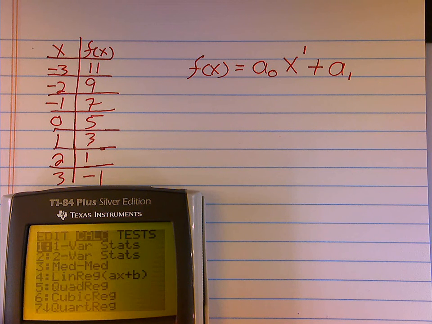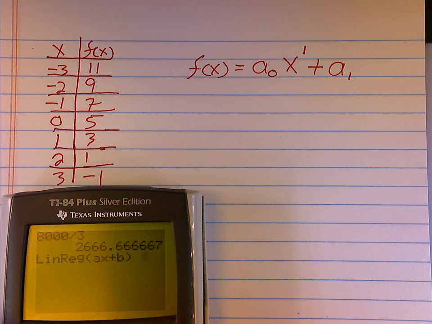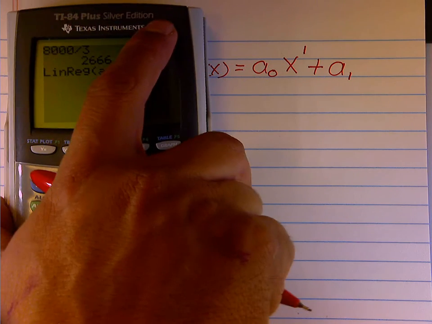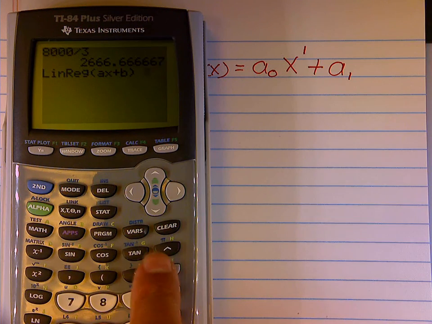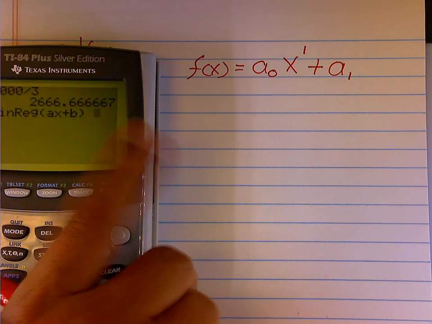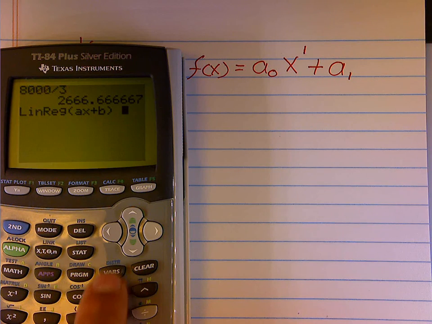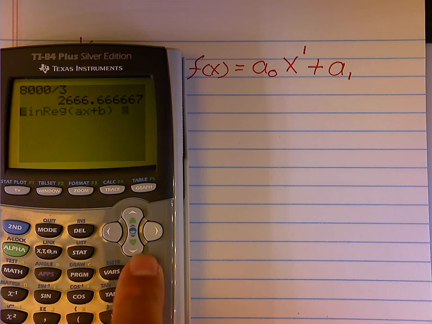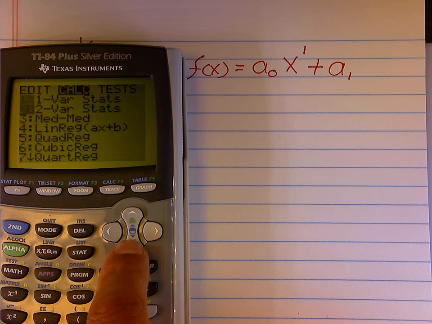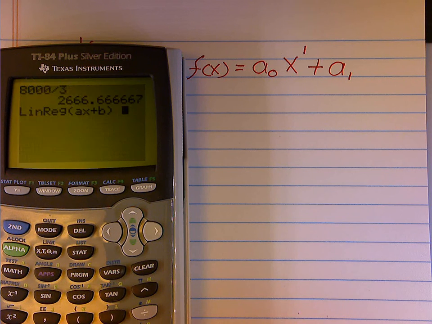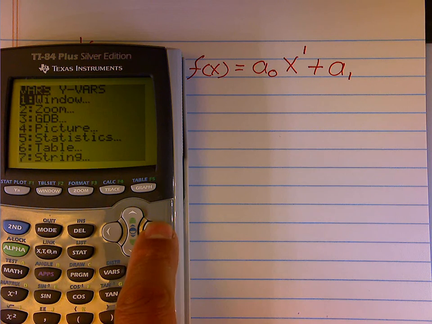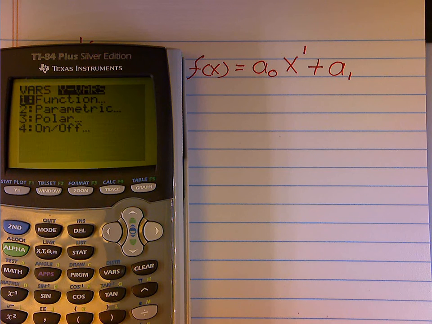So, stat, calculate, a linear regression. Also, let me push this up here for a second so you can see what I'm about to do right now. Find your variables button. Variables. Clear. Stat. Calculate. Linear regression. Push your variables button right there. Go to y variables. Function is number 1. Push number 1. And going to push number 1 again.